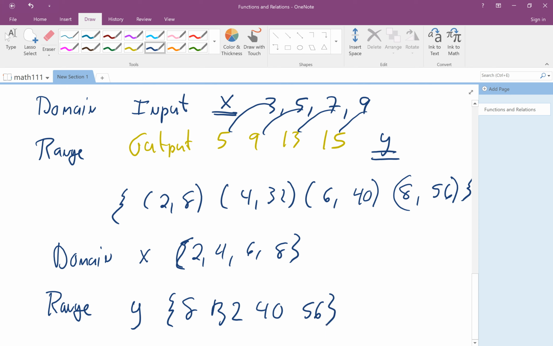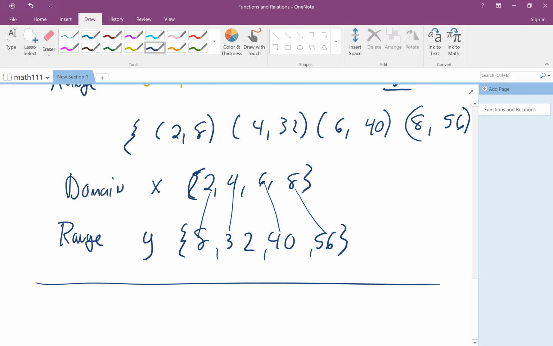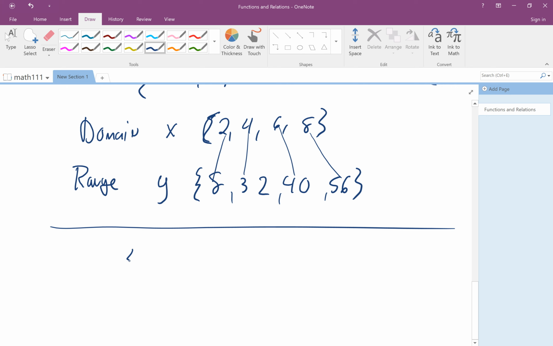Okay. So the question we might ask then, so we know that. Now, is this a function? Well, let's check. 2 goes to 8, 4 goes to 32, 6 goes to 40, 8 goes to 56. Is that a function? You bet it is. Okay. Now, you know, sooner or later I'm going to come up with something to try to trick you. Because that's what math teachers do. All right, here we go.